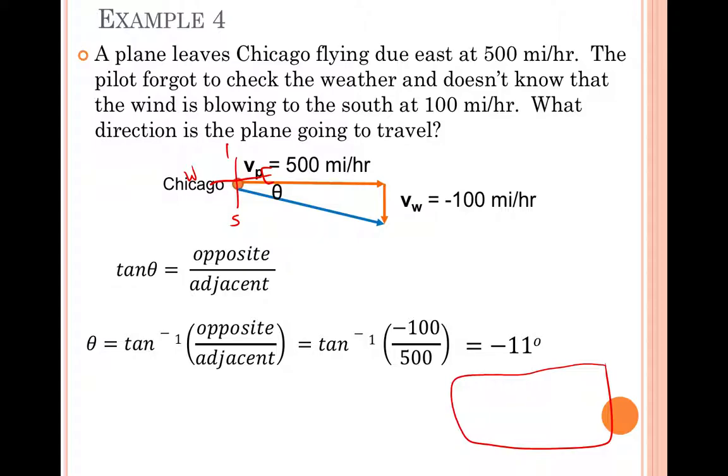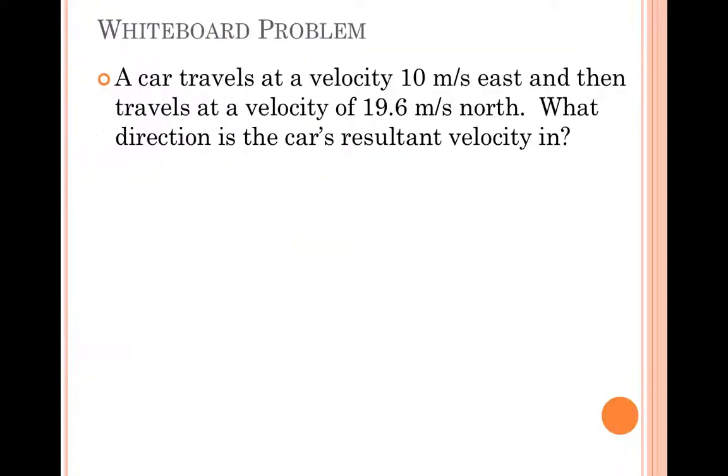You can keep track of where it goes without including the positive and negative sign. So this just means that it's going to be 11 degrees in this direction. You know from the picture what direction it's going to be. Again, we didn't find the magnitude here, but we know that it's going to be 11 degrees off its course.